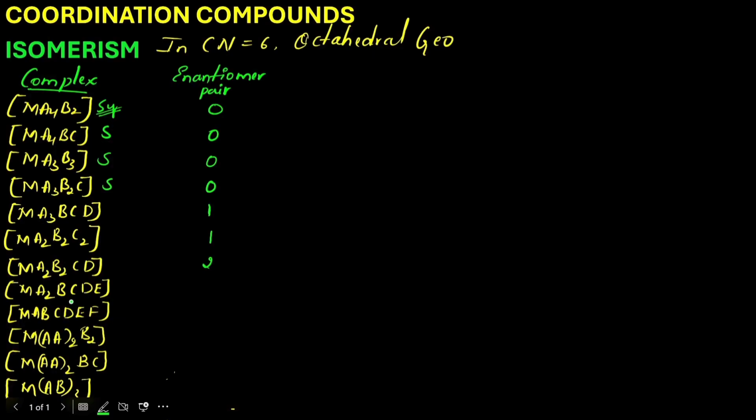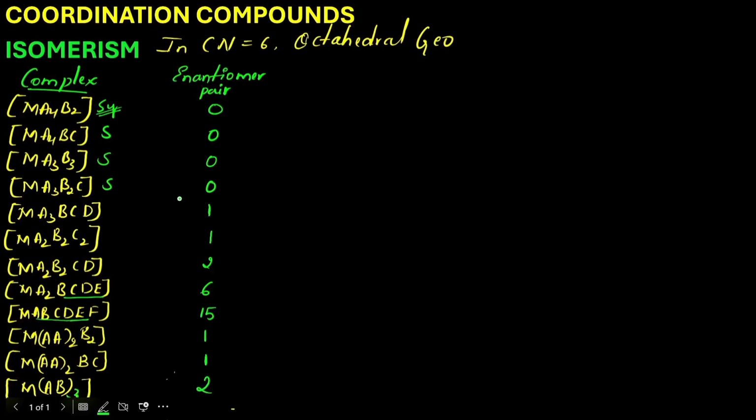Next, coming to Ma2BCDE type of complex, here enantiomer pair will be 6. Next one is MABCDEF. Here all the ligands will be of different types. So in this case, the enantiomer pair will be 15. Next, coming to M(AA)2B2. Here you are going to get one enantiomeric pair. Next one is M(AA)2BC. So here again you are going to get one enantiomer pair. So in the type of M(AB)3, here you are going to get enantiomer pair 2.